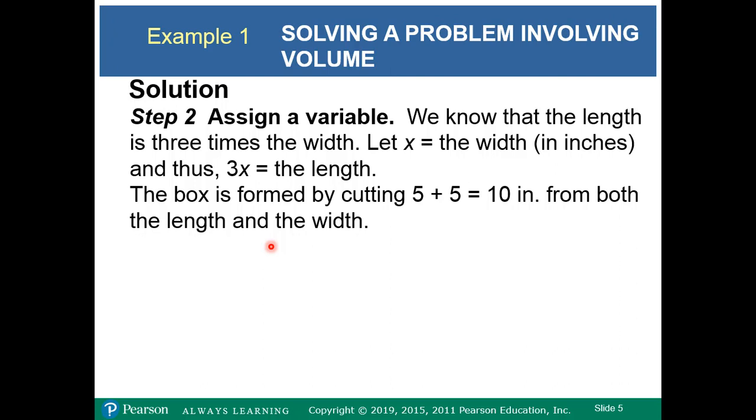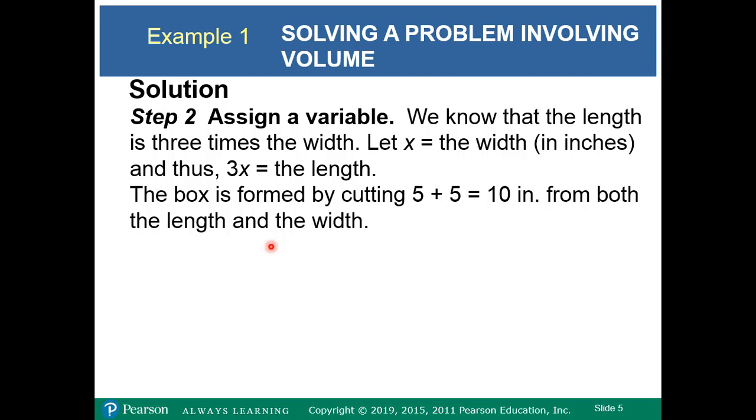That's true, but we also don't know the length of the square piece that's being cut out. But we also know that the length is 3 times the width. So let the width be represented by x. Now we could use w too. So let x be the width in inches, and then the length is 3 times the width, which is 3x. Okay, so now we have a way of representing the length and the width, the two dimensions of the original piece of sheet metal.